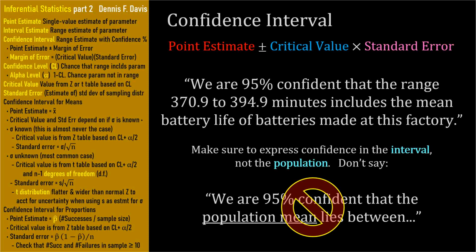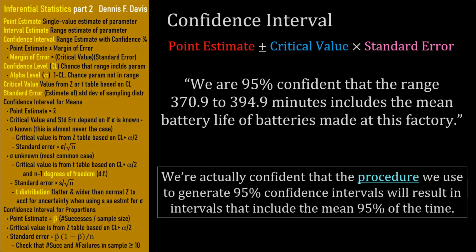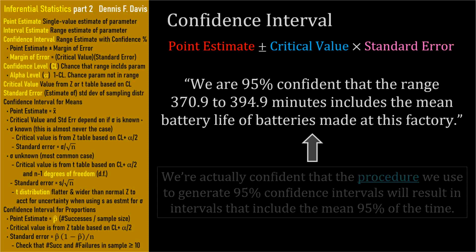In fact, the most correct interpretation is to go up one level of abstraction and say that our confidence is in the procedure we used to generate the confidence interval. The confidence interval we construct by drawing a sample and doing the math either will or will not contain the population mean. But if we follow our sampling procedure over and over to produce 95% confidence intervals, then we'd expect the intervals to include the means 95% of the time. That's really what we mean when we express confidence in the interval we constructed.